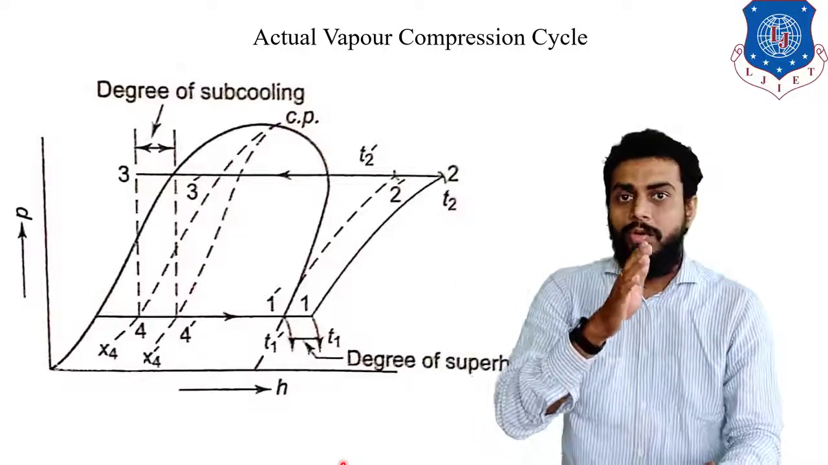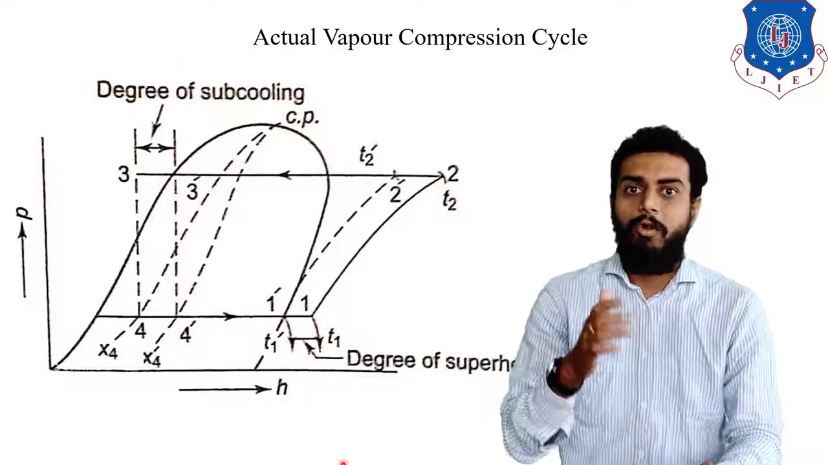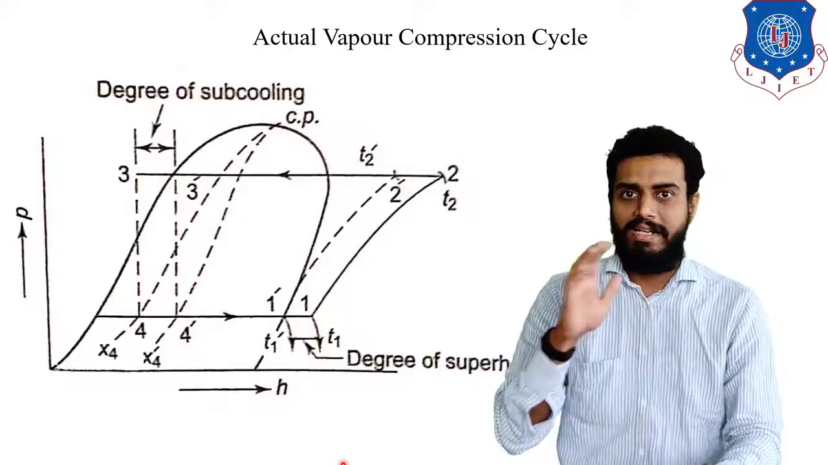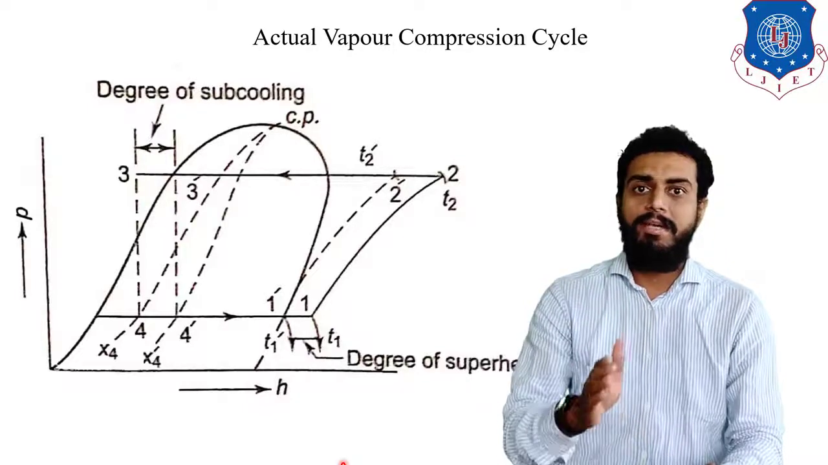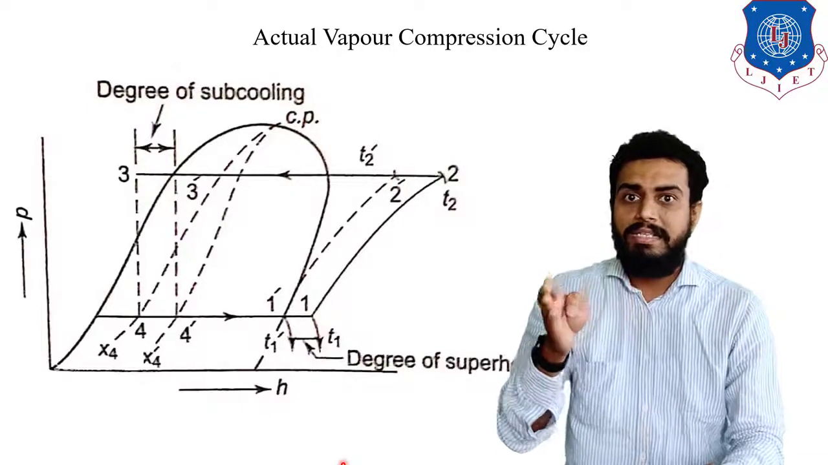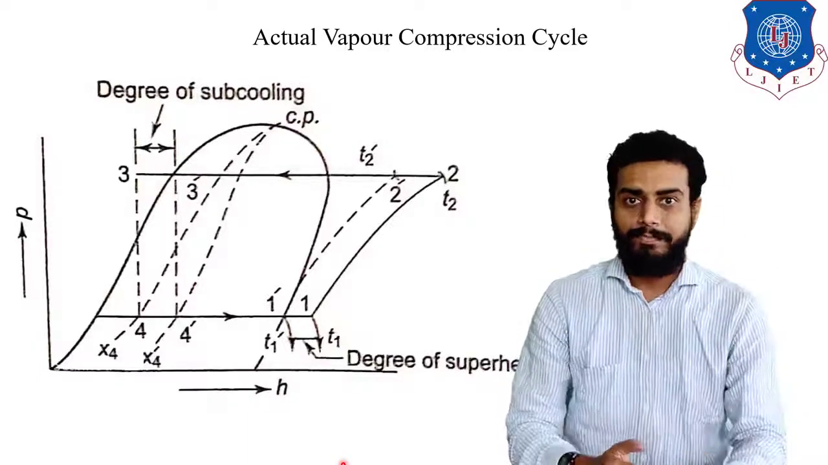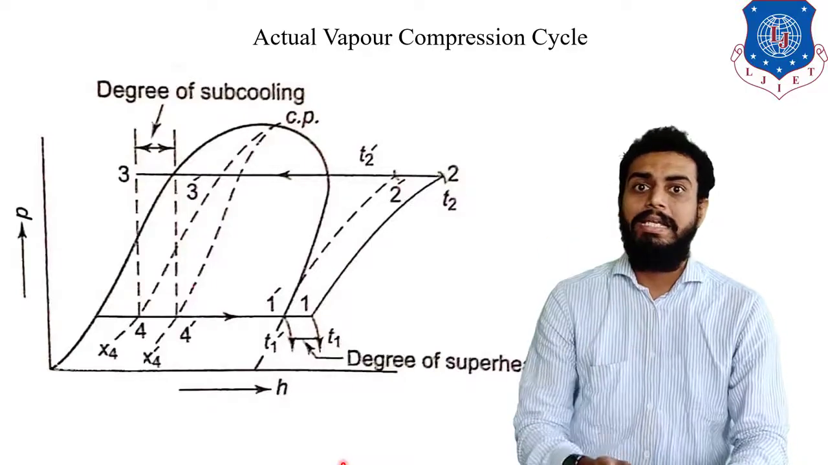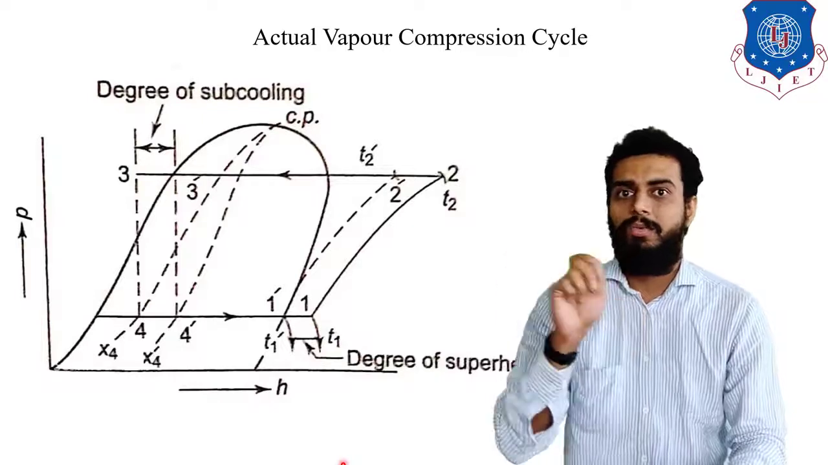So in order to reduce that possibility, we will subcool the liquid by some amount in actual practice. Subcooling, as I have already told you, means you are decreasing the temperature below the saturation temperature at the given pressure. That is known as subcooling. So here you can see 3 dash to 3 is known as subcooling. Remember, constant pressure is maintained over here.